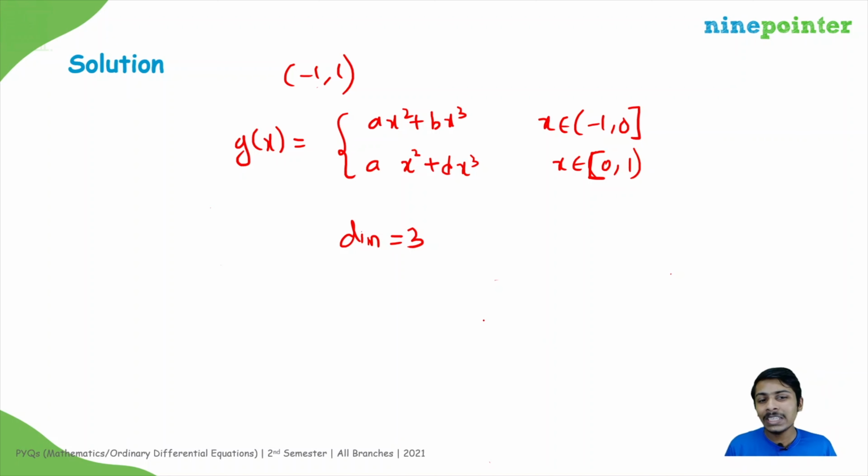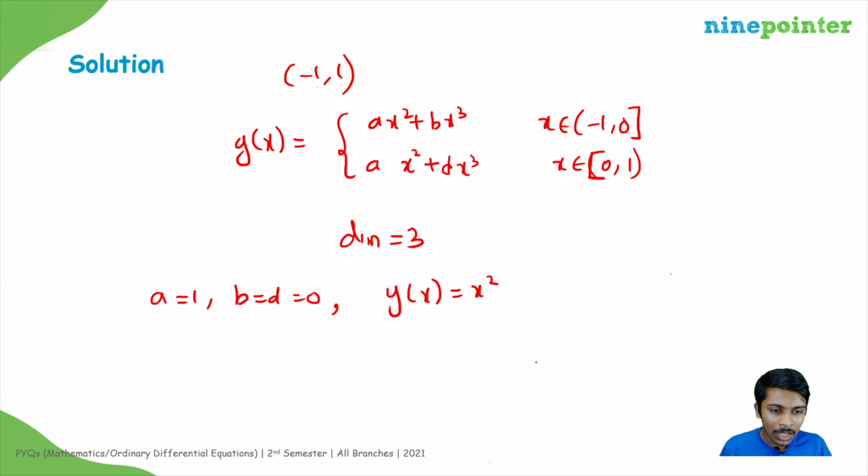In fact, you can find a basis of this solution space also. How? Just put a equal to 1 and b equal to d equal to 0. In that case, what will be the y of x? y of x will be simply x square in the entire interval. So we got one solution as x square.